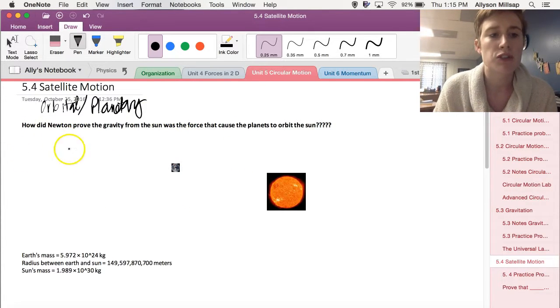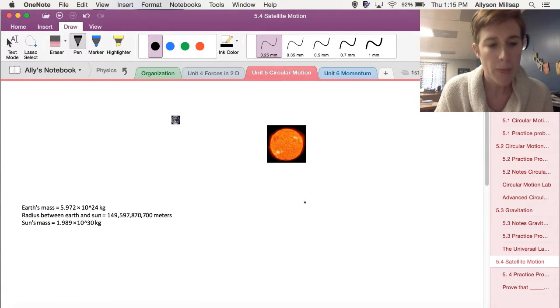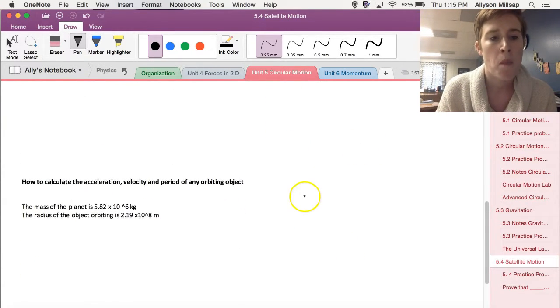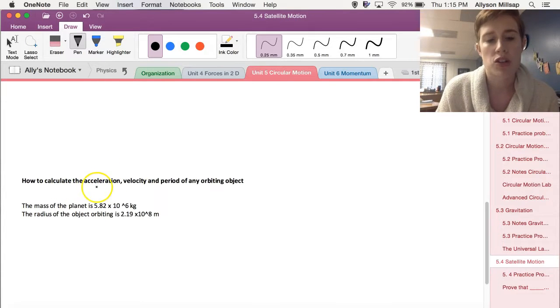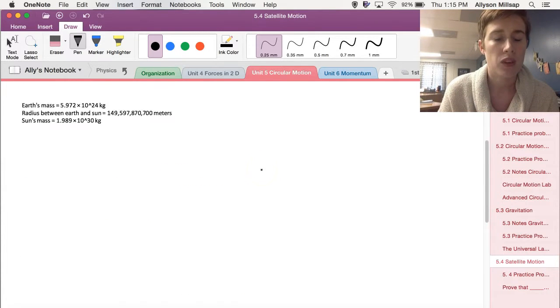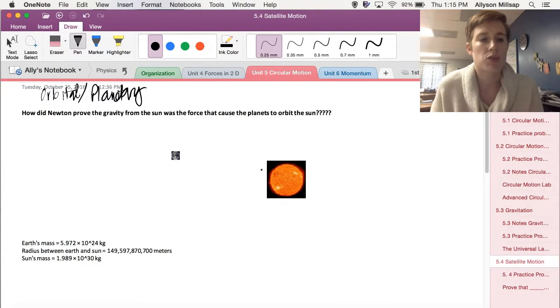The first question we're going to look at is, how did Newton prove that gravity from the sun was the force that caused the planets to orbit? And then the second thing we're going to look at is how to calculate acceleration of an object that's orbiting, how to calculate its velocity, and how to calculate its period. So let's go back to our first question today.